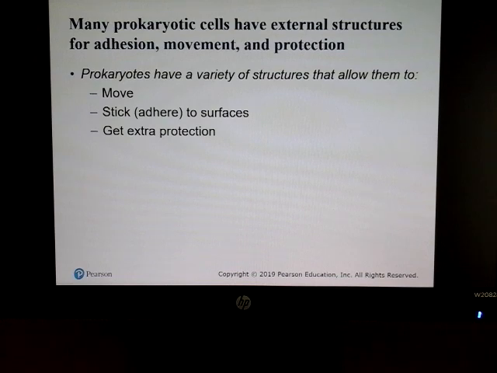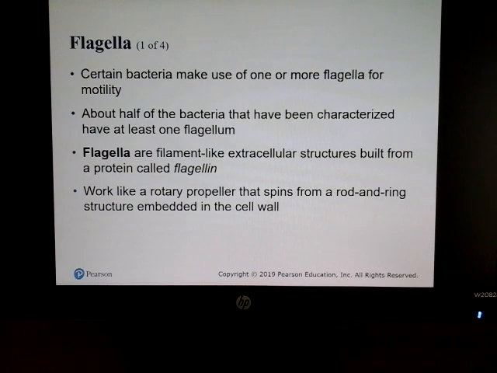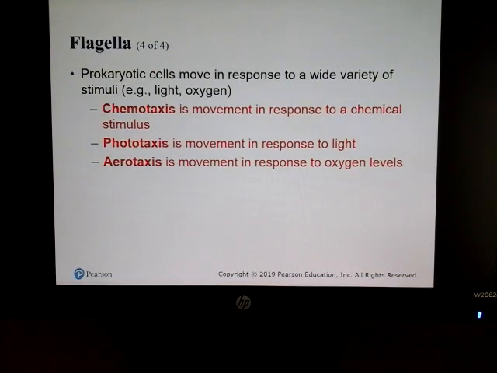So, some other features of prokaryotes I'd like to cover. First of all, flagella. Flagella actually help microbes move. And what do they move in response to? Well, first of all, please know if they move in response to chemicals, we call that chemotaxis. If they move in response to light, phototaxis. And some of them move in response to oxygen, so that would be aerotaxis. So chemo, chemical; photo, light; aero, oxygen.